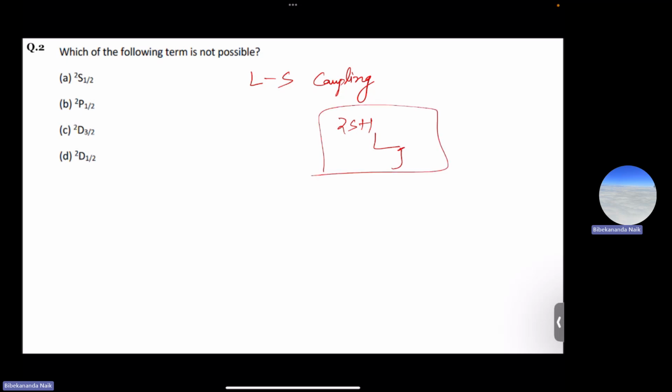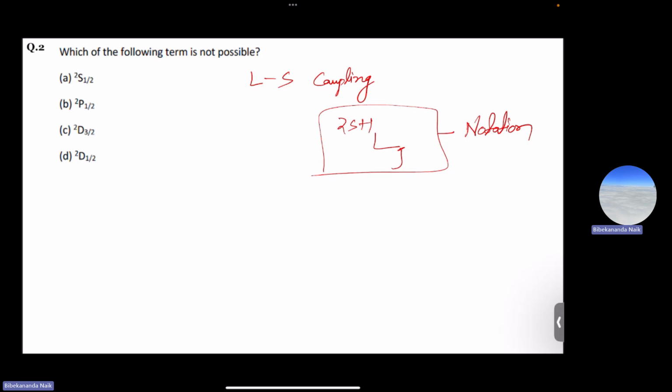So this is the notation. For each option we need to identify what is the value of S, what is the value of L, and what is the value of J. Then depending upon the value of S and L, there will be corresponding J values. For some combinations of S and L, there are J values that are not feasible, and that will be the correct answer.